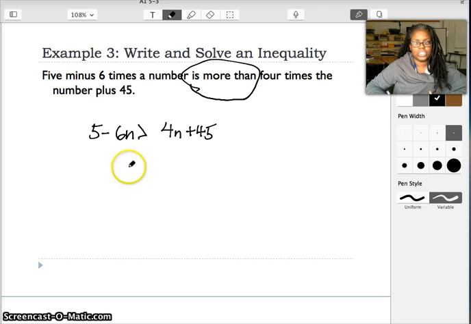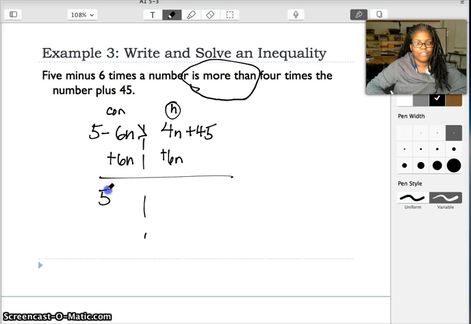So we're going to actually solve it. We've set up the inequality as best we can, and we're going to solve. We're going to get our n terms on one side. I vote for this side, and we're going to get our constant terms over here on the other. So get rid of what is not a constant term, and that would be this minus 6n. I'm going to get rid of it by adding 6n to both sides. So then I'm left with 5 is greater than 10n plus 45.